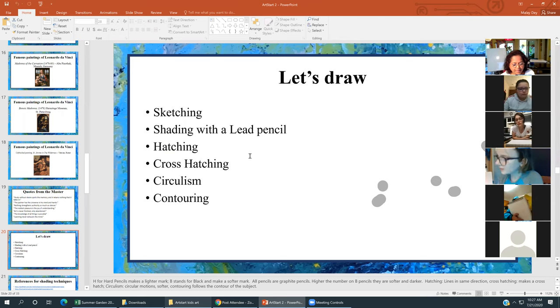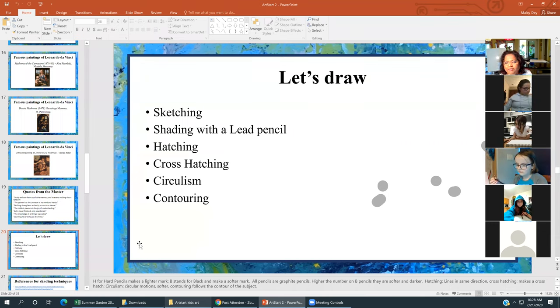Now, if you look at your pencils, you will see that some of these are 4B, 6B, 2B, B, and H. So what do all these things mean? H stands for hard pencils, and they make very light marks. B stands for black. They are softer pencils. The H pencils won't get used up so quickly, but the B pencils will get used up very fast. But they make darker marks on the paper. So let's take out your H pencil and draw something, anything.